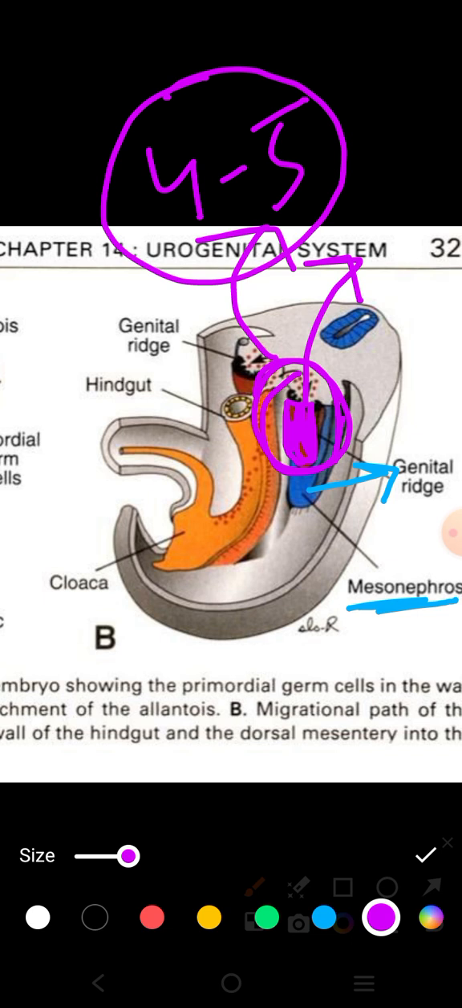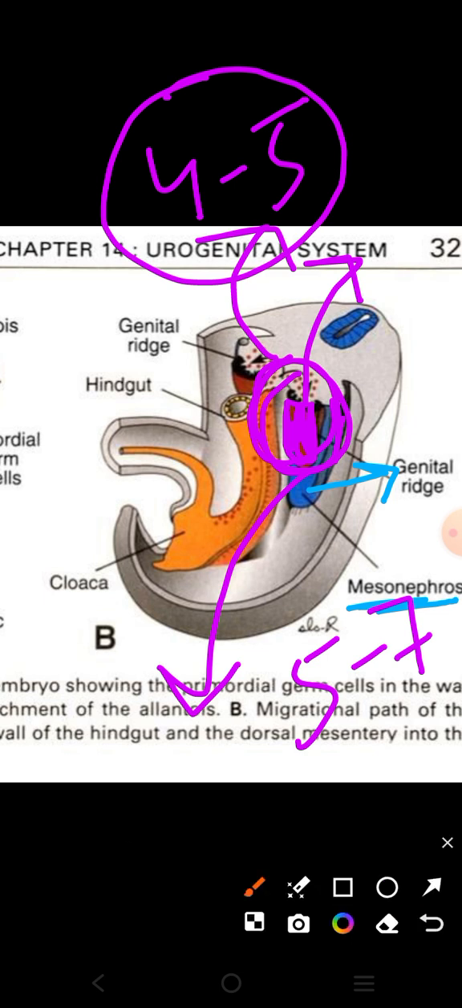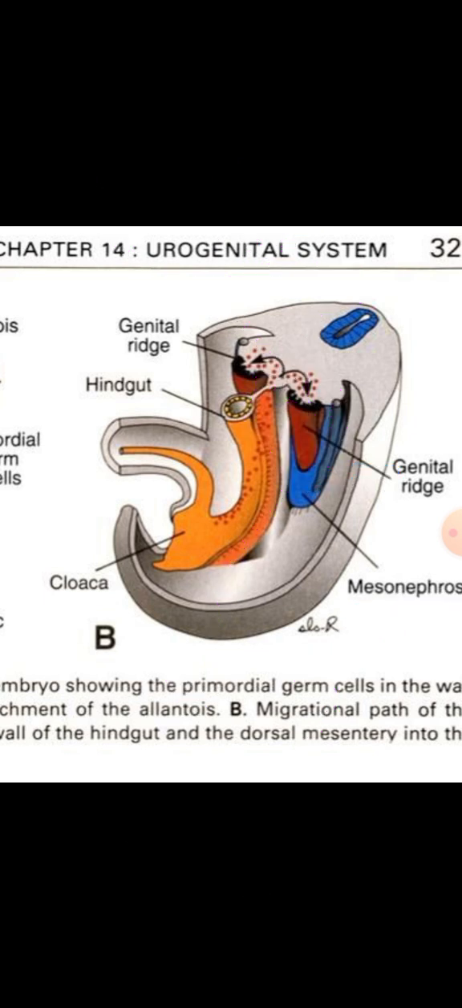But the primitive gonad develops from this genital ridge in the 5th to 7th week of development, right? This primitive gonad has the potential to develop either into the testes, which are male gonads, or into the ovaries, which are the female gonads.